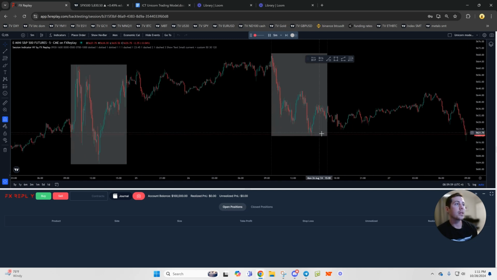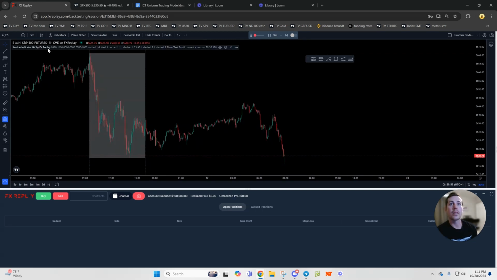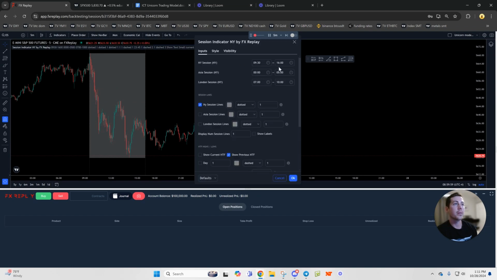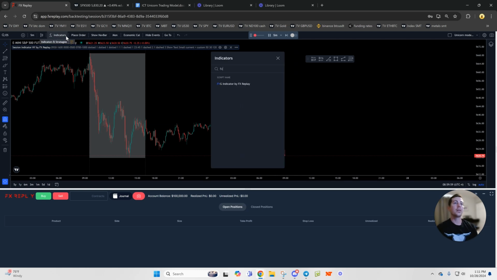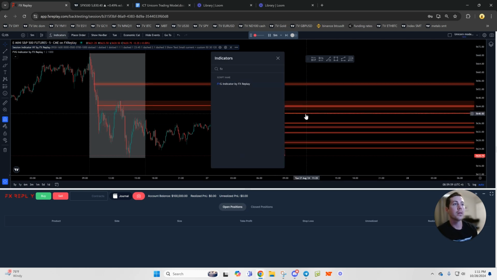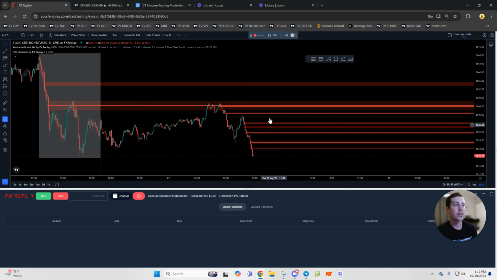And let's see, indicators wise, we only need a few things. I've got this New York session indicator, and I'm probably going to just have it go from basically New York open to close, because that's where we're going to be closing the trades. And then I will probably add the fair value gap indicator by FX replay, so that we can see our fair value gaps that are created. And let's go ahead and get started.